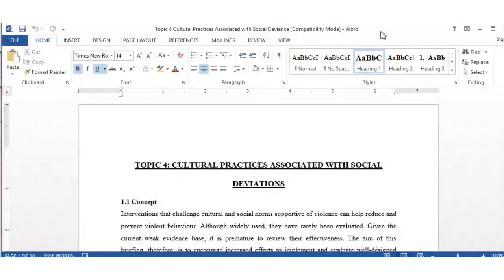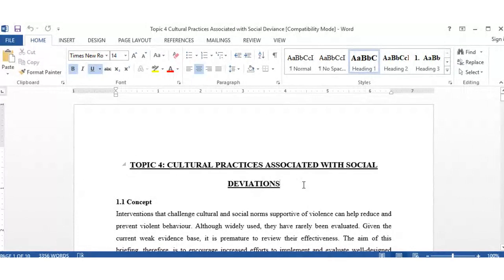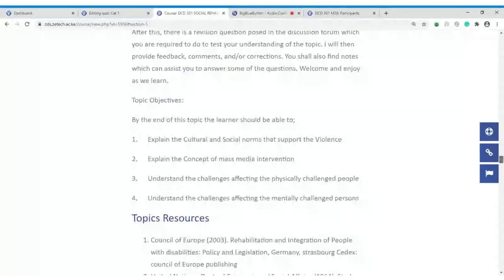Now we are in topic 4. You can ask at the end. I will handle all those questions at the end. We're in topic 4 on cultural practices associated with social deviations. The questions we are asking ourselves today have been enumerated here. By the end of this class, you should know the following. These are the 4 questions that we should answer by the end of today's class. It's good to know these 4.